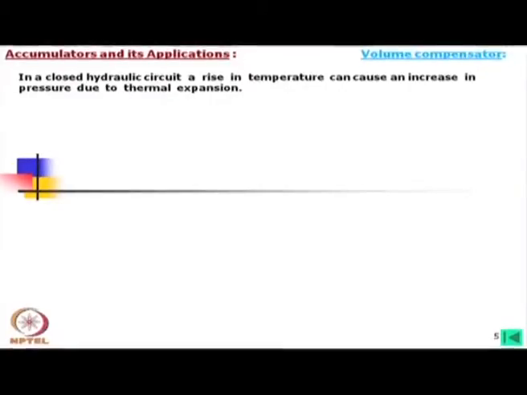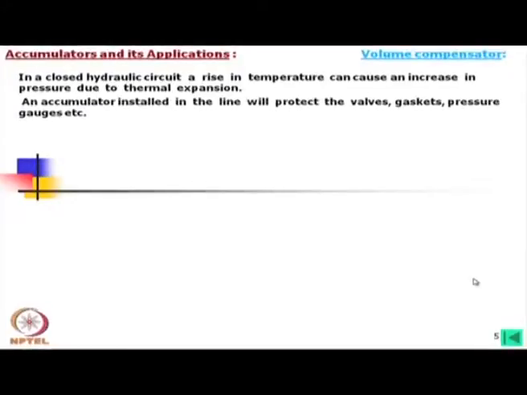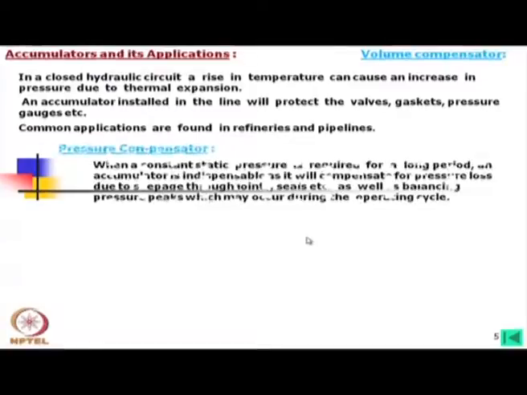Now, in a closed hydrostatic circuit, a rise in temperature can cause an increase in pressure due to thermal expansion. Okay. In that case, how can this accumulator help? The title here is written as volume compensator, but an accumulator installed in the line will protect the valves, gaskets and pressure gauges, etc. How? Common applications are found in refineries and pipelines, where temperature variations are there.